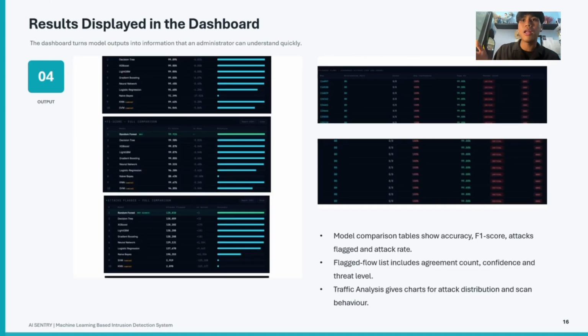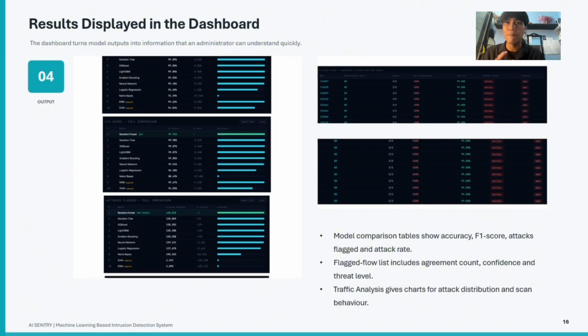Okay, now we go to the result display in the dashboard. This slide shows how the results are presented to the administrator. The model comparison table displays the performance and prediction of each machine learning model. It includes information such as accuracy, F1 score, number of attack flags, and attack rates.